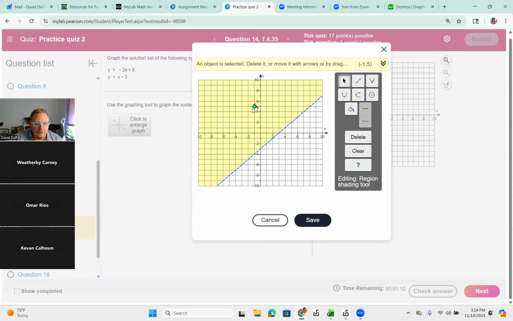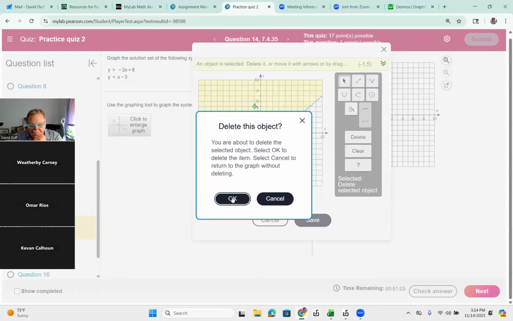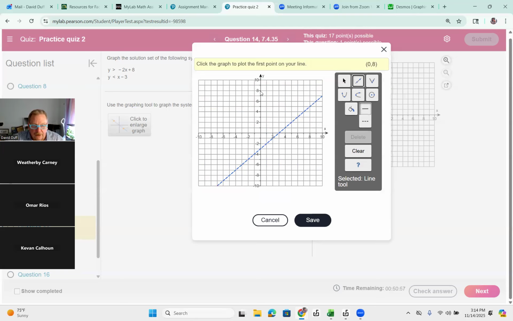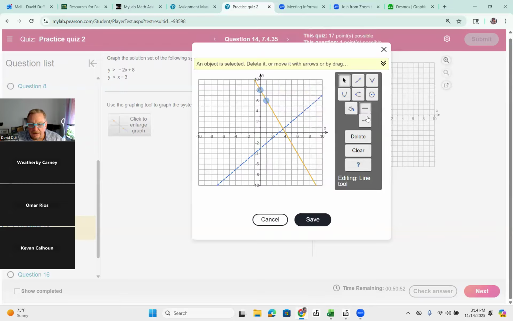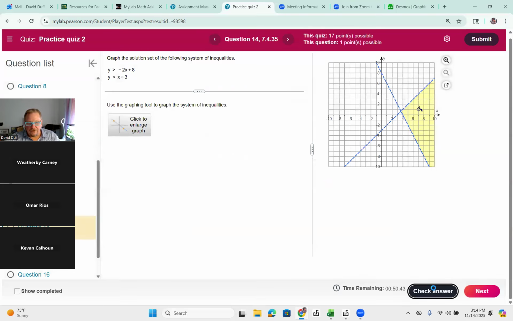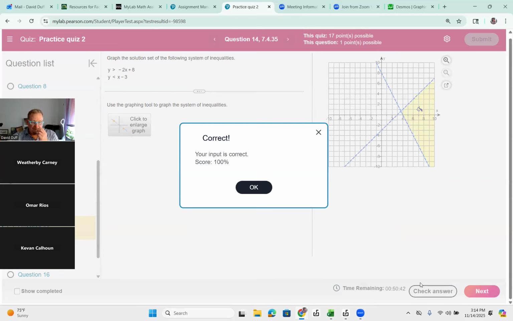So what was the other line? It was y is greater than negative 2x plus 8. Let's put that line back in. Let me delete this paint can. And let me put that line back in. So we have the line negative 2x plus 8. So that means I've got a y-intercept here. I'm going to go down 2, right 1. I got to make sure it's dashed because that's a greater than sign. And then the area where that's true for both is right there. Let's check our answer. We're looking good.